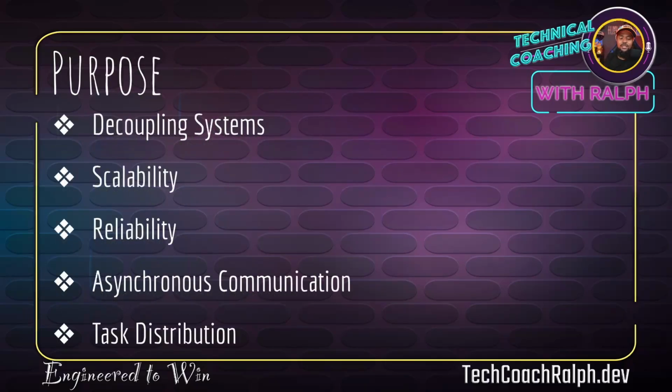So let's move on to the purpose of messaging brokers, right? Decoupling systems, that's probably one of the biggest things. It allows services to interact without direct dependency. So your API does not have to be dependent on your front end. And honestly, depending on the type of application that you're building, your API doesn't have to be directly dependent on your backend, on your database, as well.